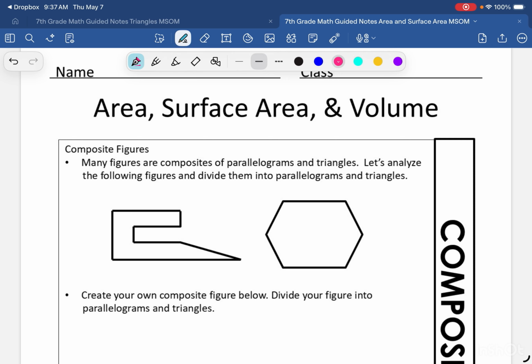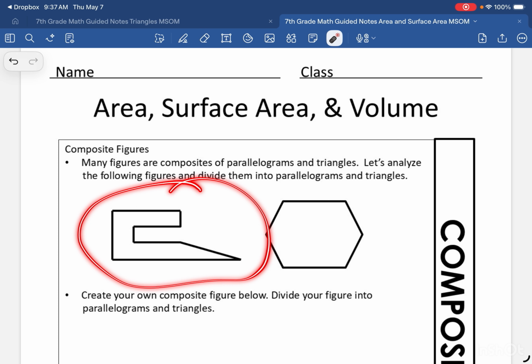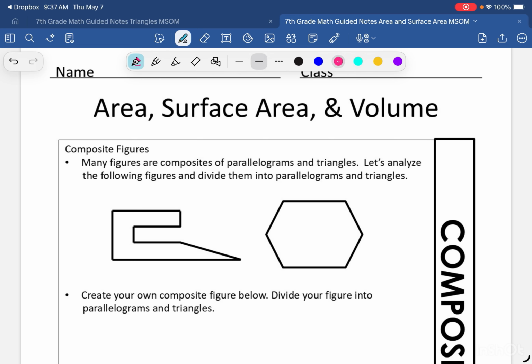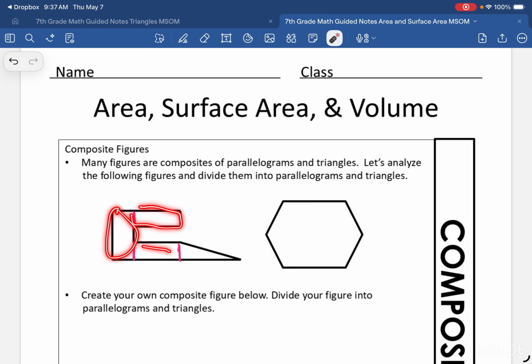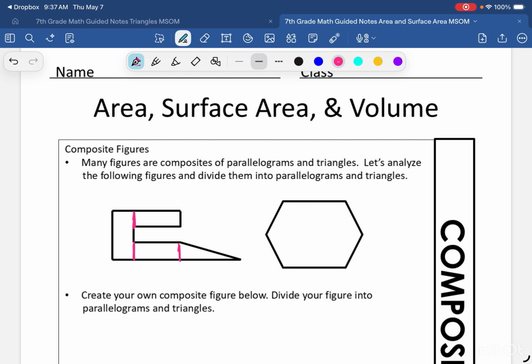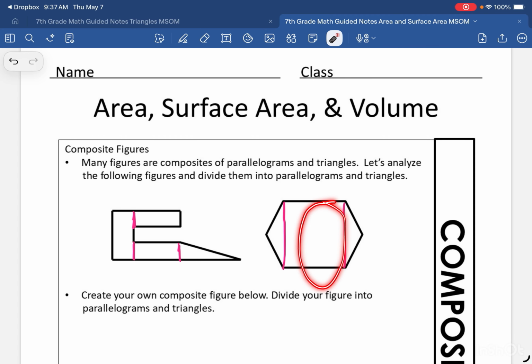So if I'm looking at this first shape here on the left, I can divide this right here and right there, and I could also divide this right here. So that gives me these rectangles right here, and then it also gives me this triangle. Let's now divide up this hexagon here on the right. I can go like this right here, and that gives me a rectangle or possible square here in the middle, and then these two triangles here on the side.